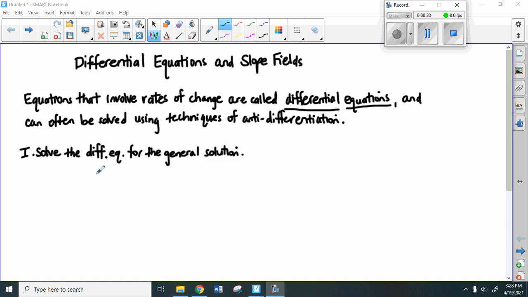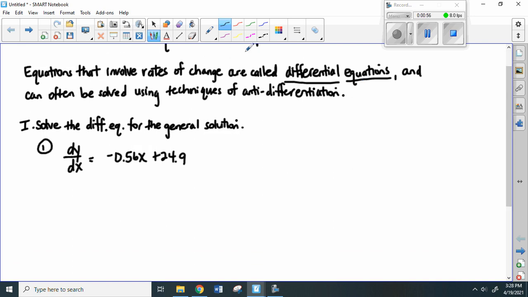All right, so if I ask you to solve the differential equation for the general solution, and I give you the differential equation dy over dx equals, let's say, negative 0.56x plus 24.9, if you were going to solve that, the first thing you absolutely must do, okay, is separate the variables. That is absolutely the first thing you must do. If this were a free response question, you absolutely must show that.